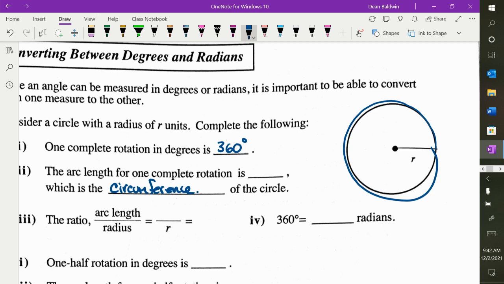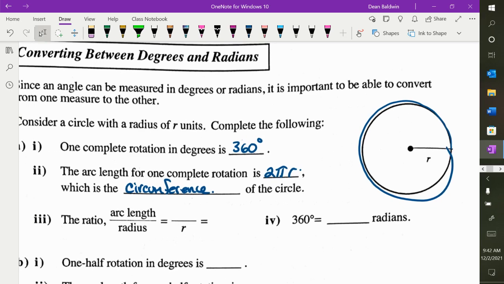Does anybody remember the formula for circumference? Pi diameter. Yeah, okay. I don't like that one, though. That's area. 2 pi r. Pi diameter is right. Sorry, but we don't want that for this one because we want the r. All right? So this one complete rotation of a circle is 2 pi r, which is the circumference. C is equal to 2 pi r. You probably have seen that somewhere in your mathematical journey. All right.